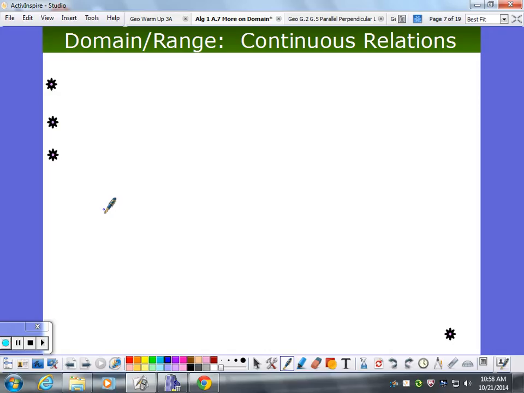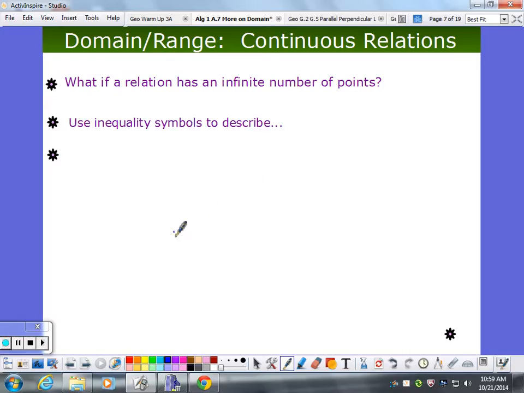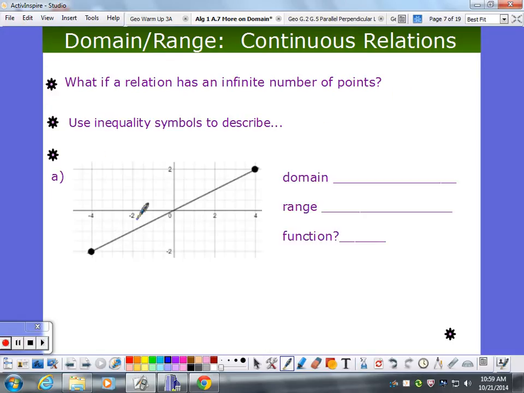So far, we've been only looking at what we call discrete domains, meaning countable points. I can see what all the domain values are. Now, what if they're not countable? What if it has an infinite number of points in the domain? These are called continuous relations. We're going to be using inequality symbols to talk about domain.